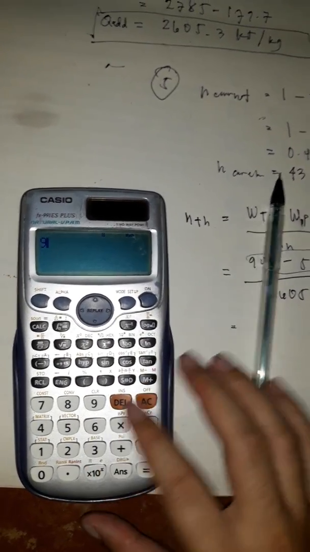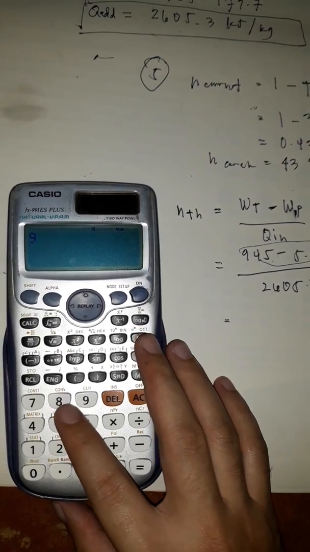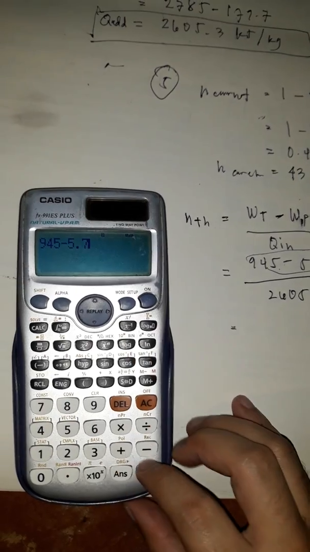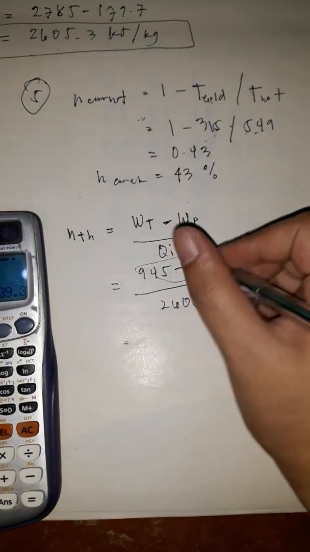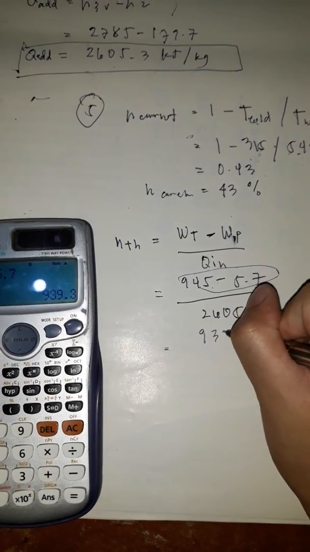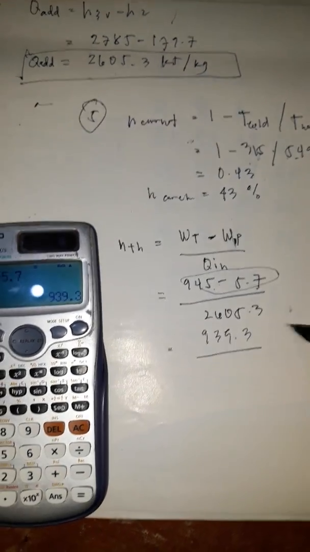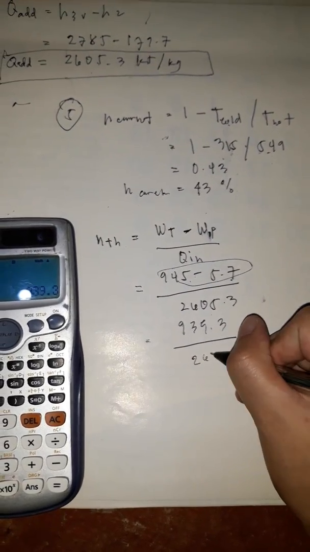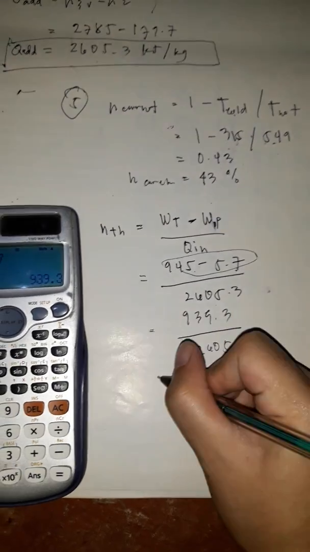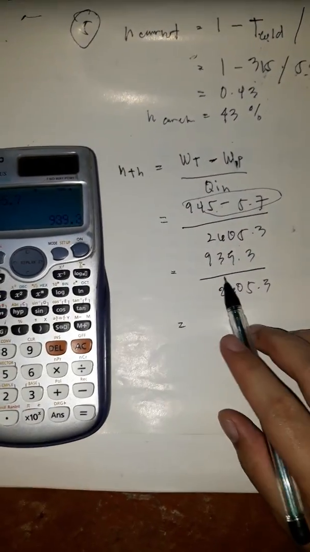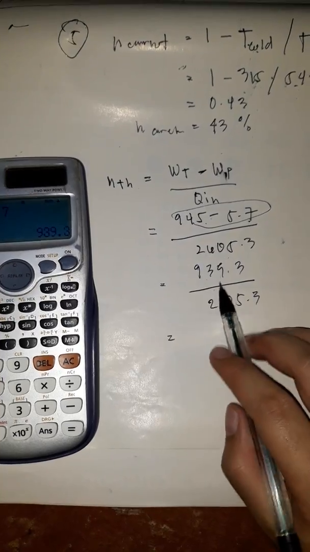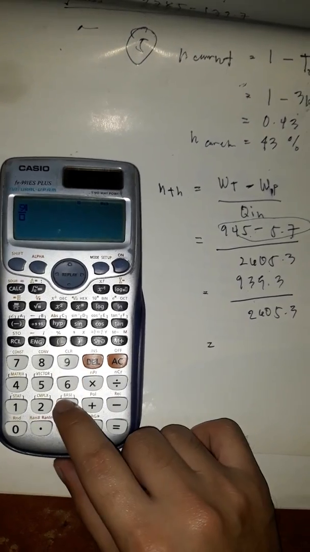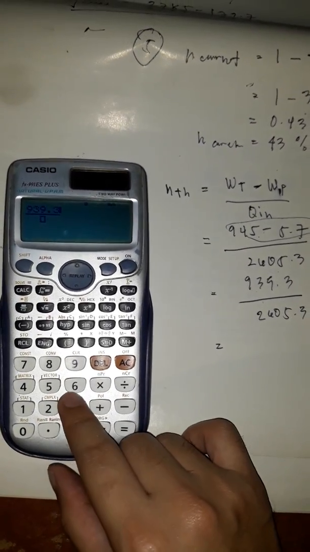945 minus 5.7 is equal to 939.3 over this 2605.3. We have to solve this to get 0.361.